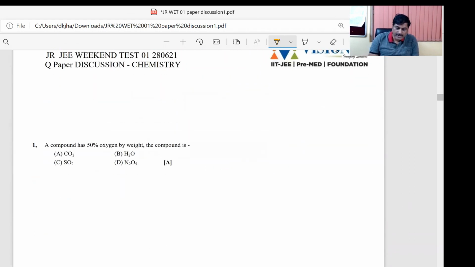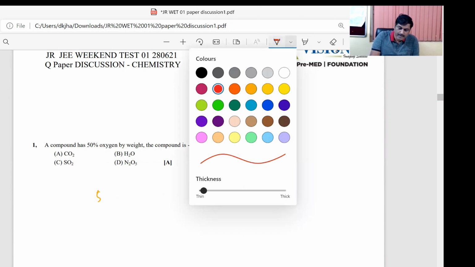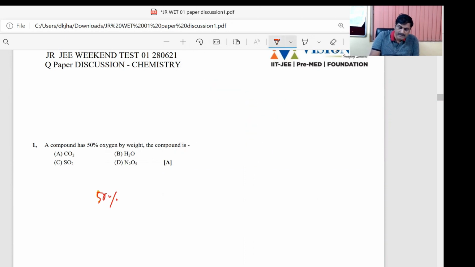Next question. A compound has 50% oxygen by weight. Directly, you can take it. 50% oxygen. So we have to find the total weight and where this one is equal. We will analyze option by option.